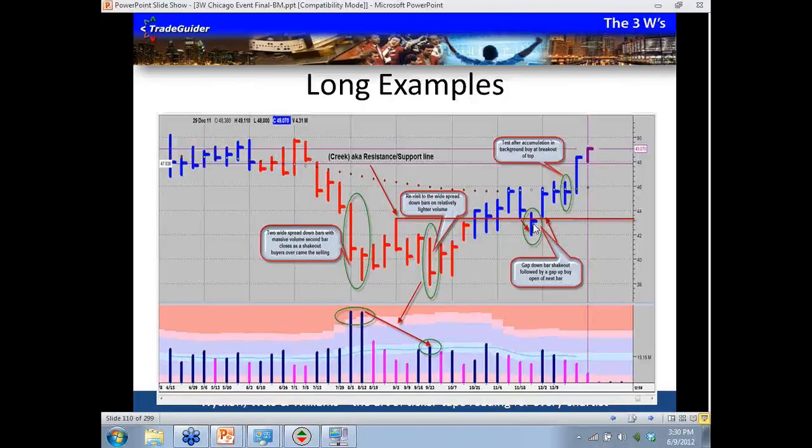I start looking for gap down shakeout bars, and I'll buy them in the last 10 minutes. And my expectation is it's going to gap up the next day. If it doesn't, then I get out. But as soon as you see it jump this area up in here, you start looking for a test or low volume down bars or a gap down shakeout.